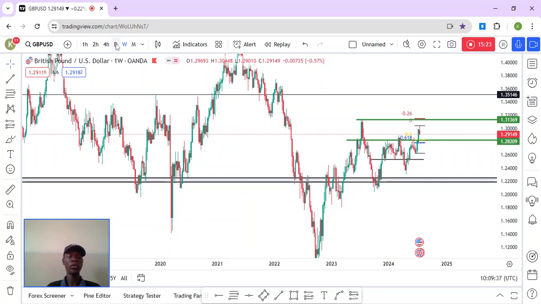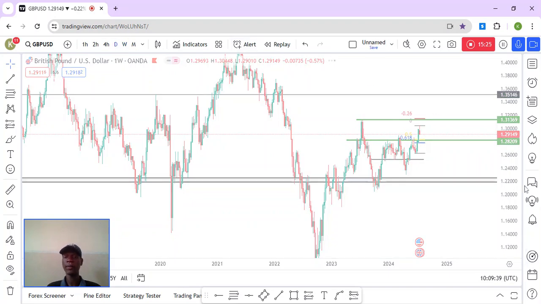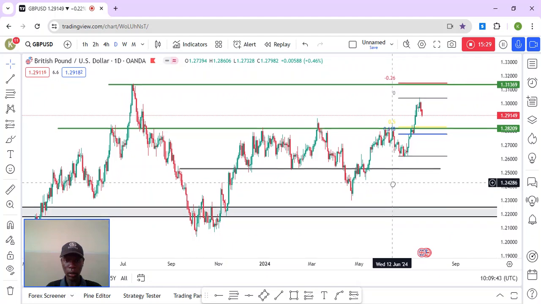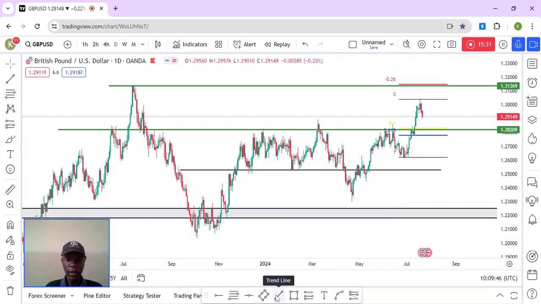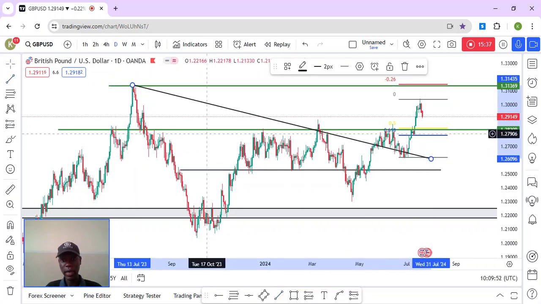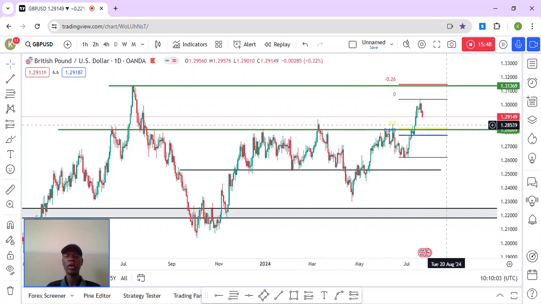So let me go over to the daily time frame and show you guys. If I draw my trend line, you guys see that the market broke through this trend line and also broke through the support. You can see it broke through the trend line and also broke the resistance level, and is currently on its way to come and test it. So that's the fundamental about it.